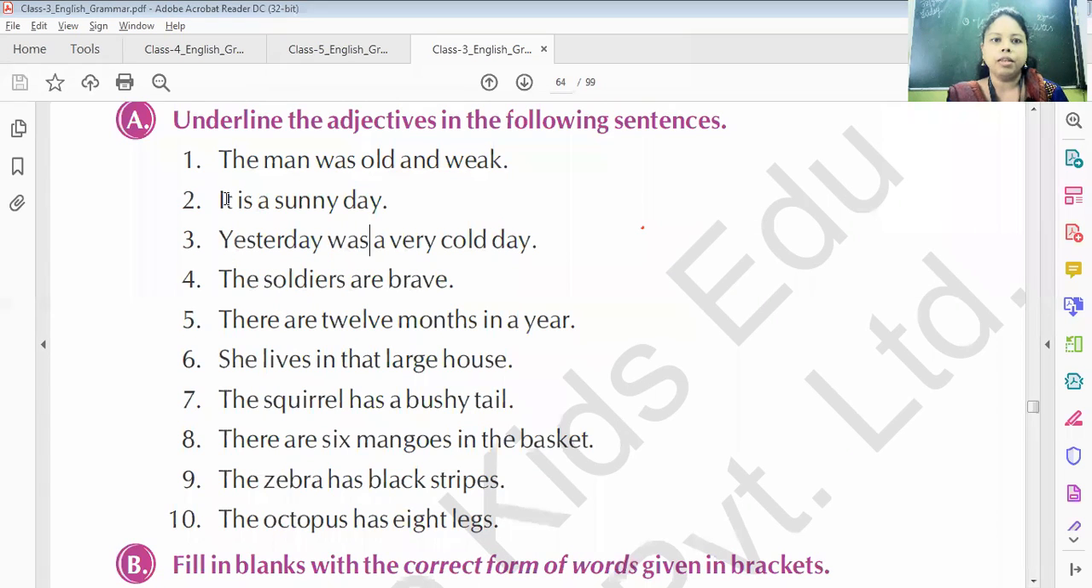Let's start. The man was old and weak. So here old and weak are adjectives. It is a sunny day. Sunny is telling about the day. The word sunny. Yesterday was a very cold day. So here cold is an adjective. The soldiers are brave. Brave is an adjective. There are 12 months in the year. So here 12 is an adjective. Understand? So complete the rest of the questions by yourself and send it to them.